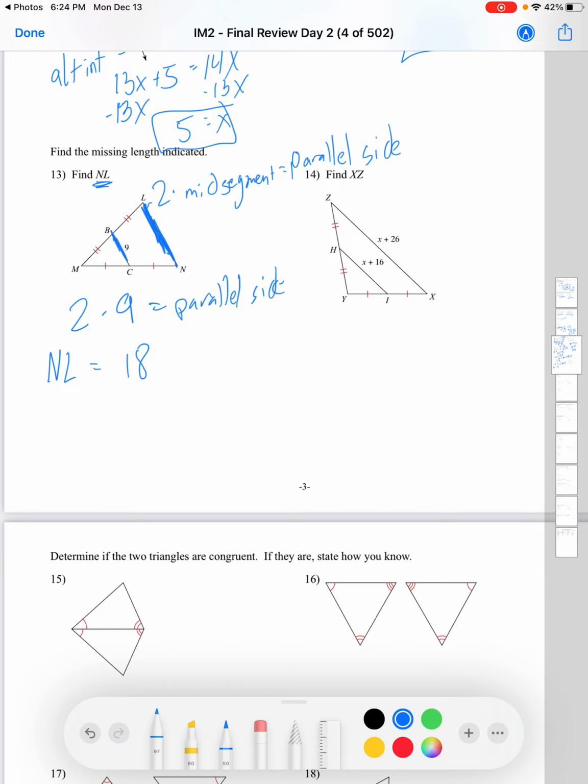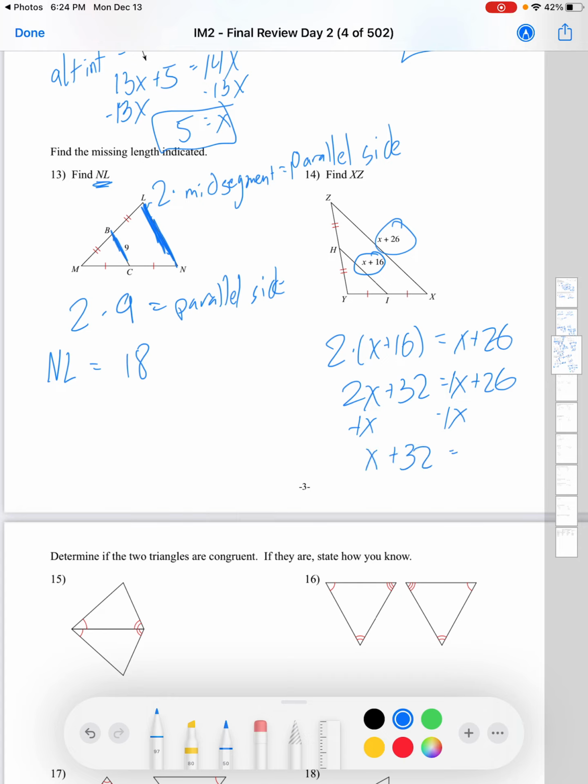Same principles. We know the mid-segment, 2 times that will equal the parallel side. 2x plus 32 equals x plus 26. Subtract x. And remember, that's a 1 in front there. So we get 1x plus 32 equals 26. Subtract 32. X equals -6.